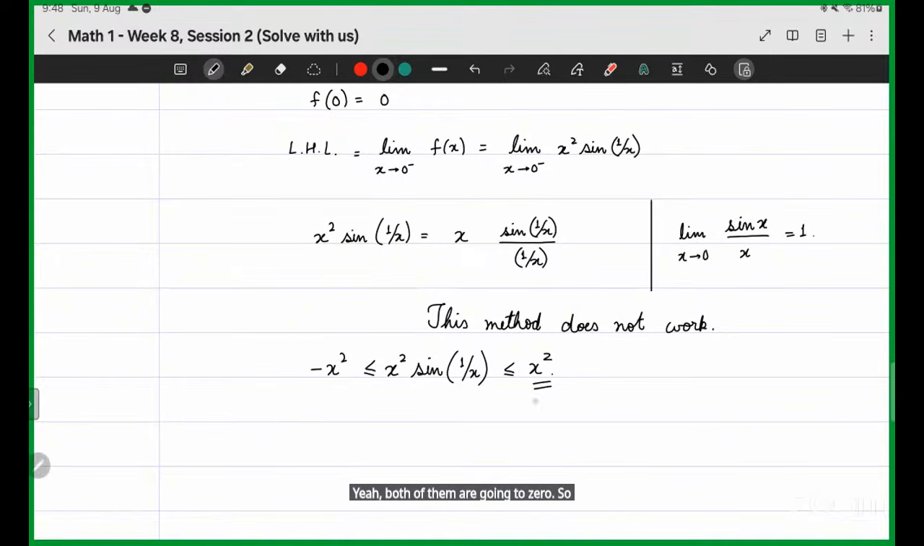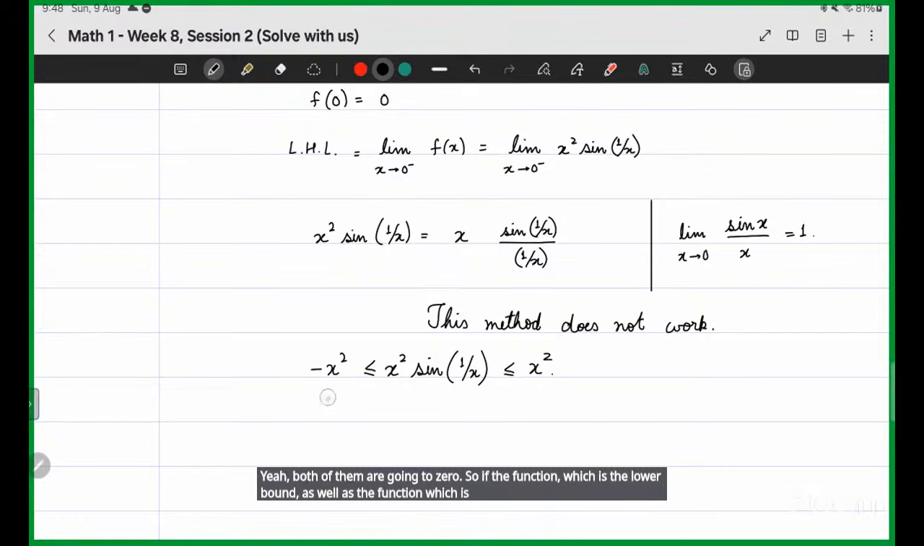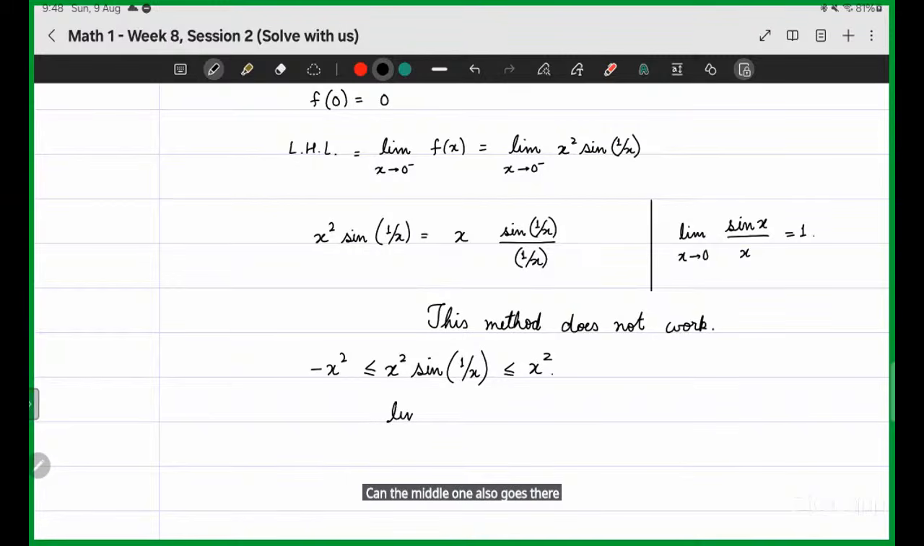So if the function which is the lower bound as well as the function which is the upper bound both tend to the same limit, then the sandwich theorem says the middle function also goes there. Then the center function also goes to 0. Now, here we are only talking about minus, but even plus you can do it the same way. This will also go to 0. Is this fine? Yes, sir. So whenever there is a sine, think about using the sandwich theorem because it has a nice bound.